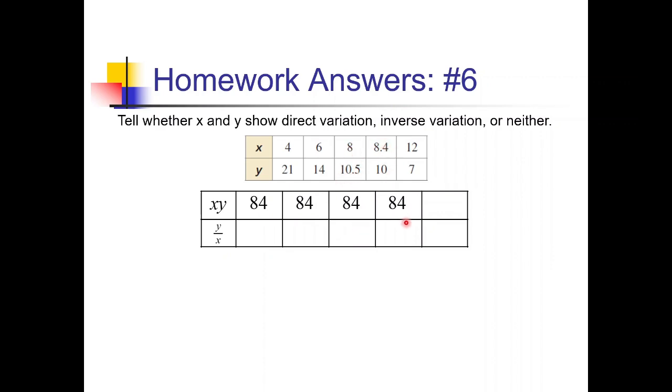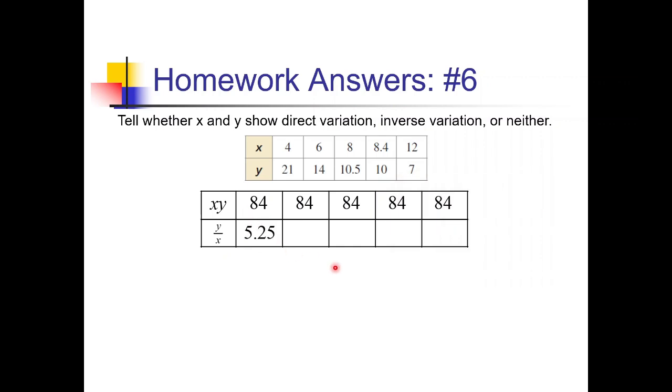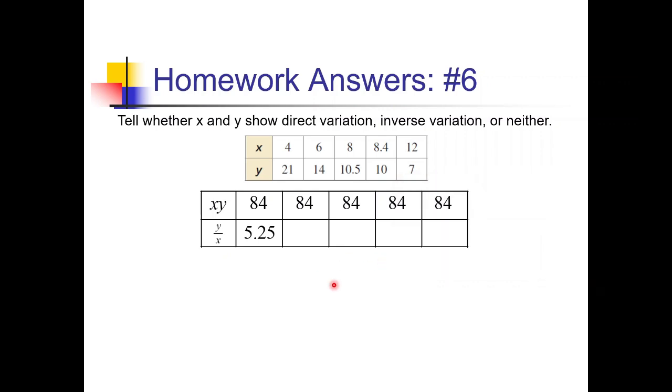8.4 times 10 is 84. 12 times 7 is also, I know, 84. So we definitely have a common product. Let's just check the ratio just to be sure, though. So 21 divided by 4 is 5.25. 14 divided by 6, probably not the same thing, is 2.33. And we don't have to check any more of those since we already failed this one. Since we have a common product but not ratio, that means that we have inverse variation.